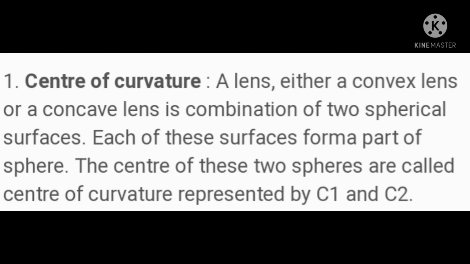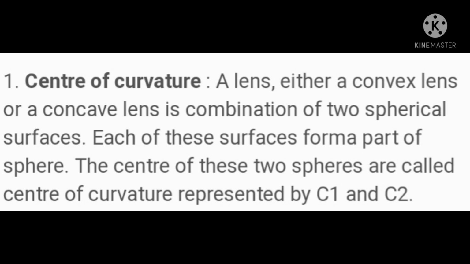What is center of curvature? A lens, either a convex lens or a concave lens, is a combination of two spherical surfaces. Each of the surfaces forms a part of a sphere. The centers of these two spheres are called the centers of curvature, and they are represented by C1 and C2.